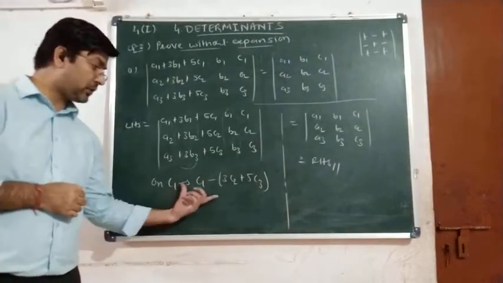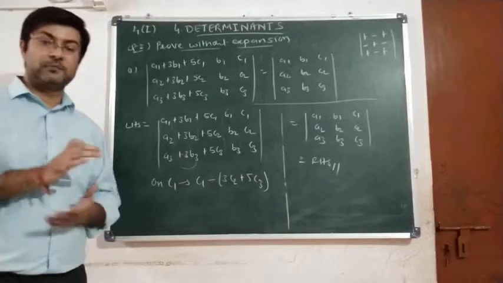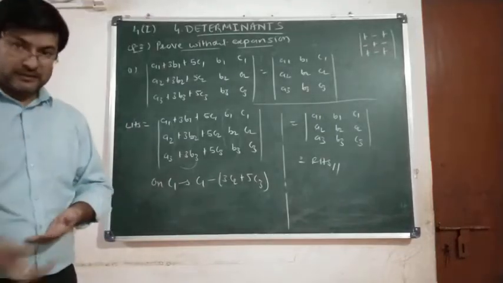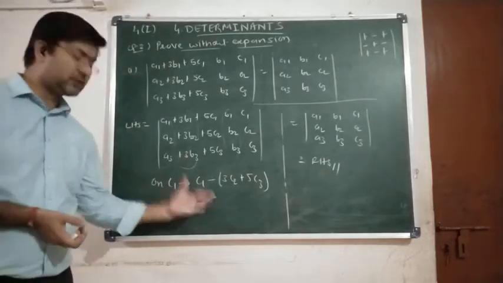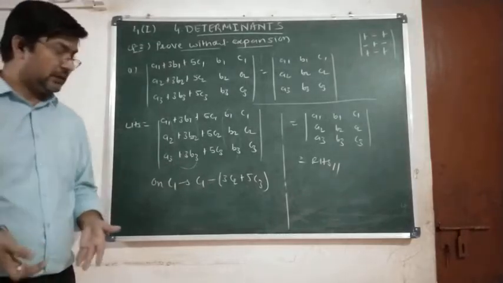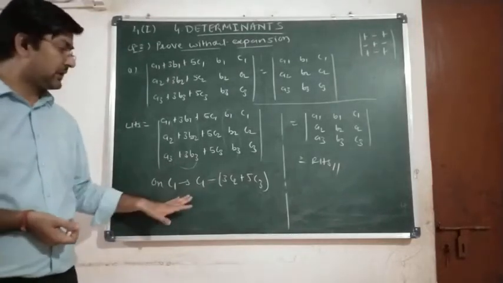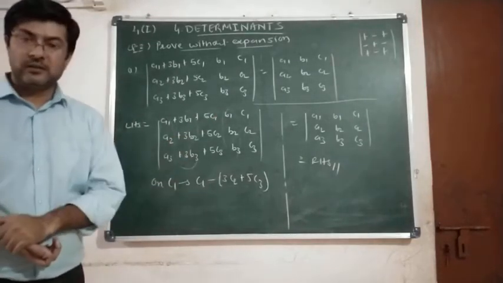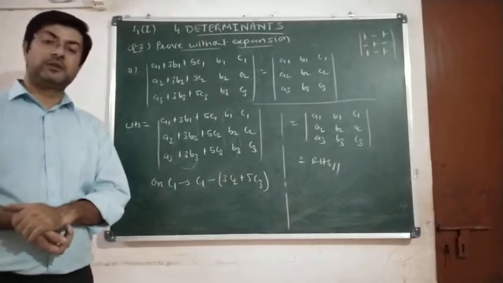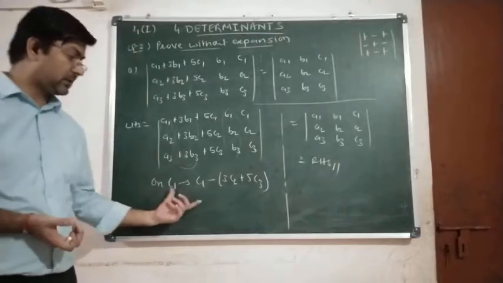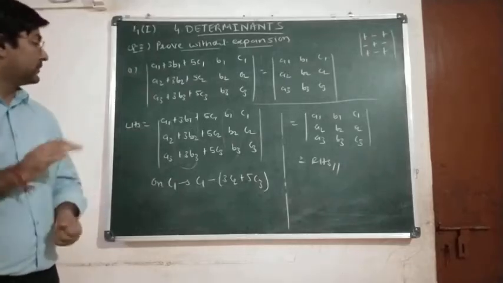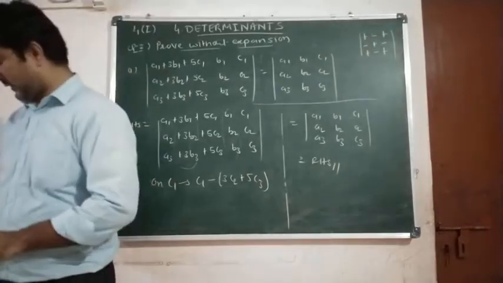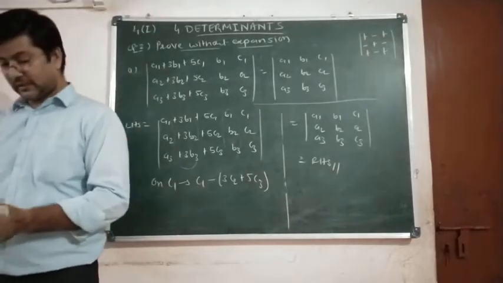Yes or no? And this property is one of the most important properties, and as I told you, almost every time you have to use this property. So as early as you understand this, it would be very easy for you to solve determinants. Clear? So concentrate and try to understand this property. So this is question number 1 of the second question. Now let us solve the second.